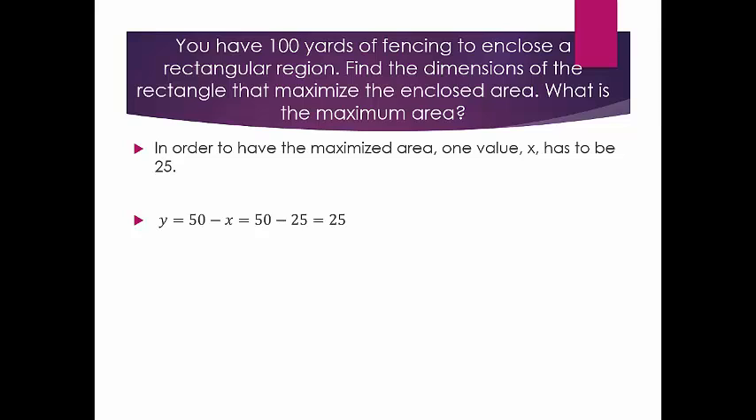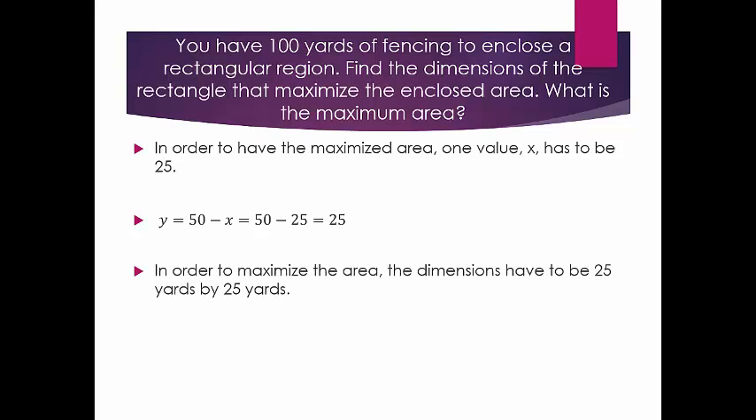So now we're going to plug 25 in and solve for y. Y equals 50 minus x, which equals 50 minus 25. So y equals 25. In order to maximize the area, the dimensions have to be 25 yards by 25 yards. The maximum area would be 625 square yards.